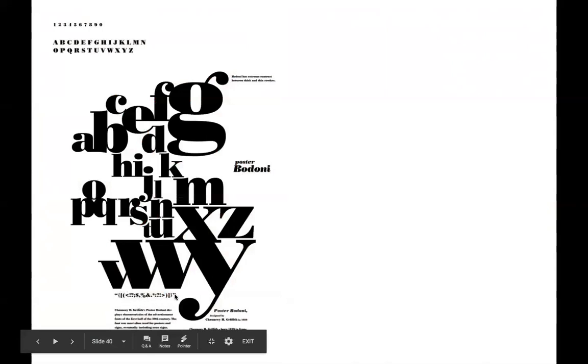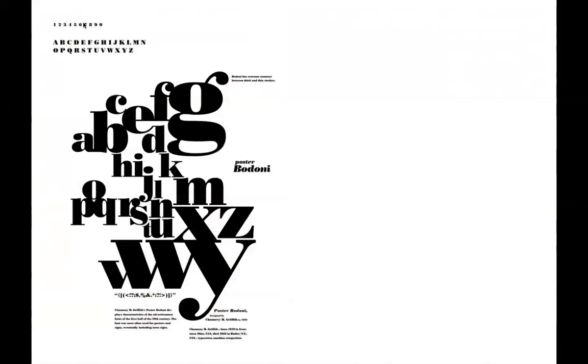We've got the special characters here, and then we have just right here the whole alphabet. Gorgeous. This was designed in 1929.